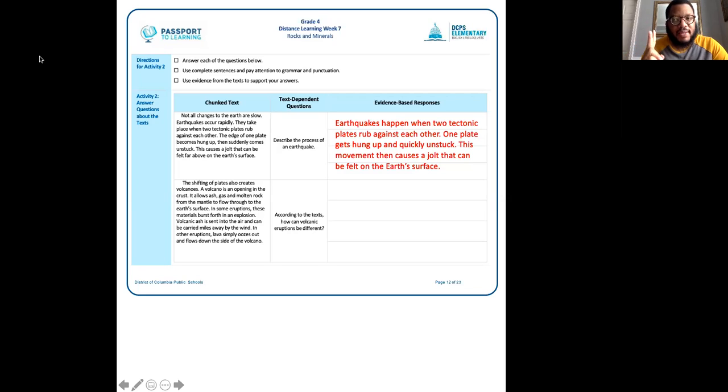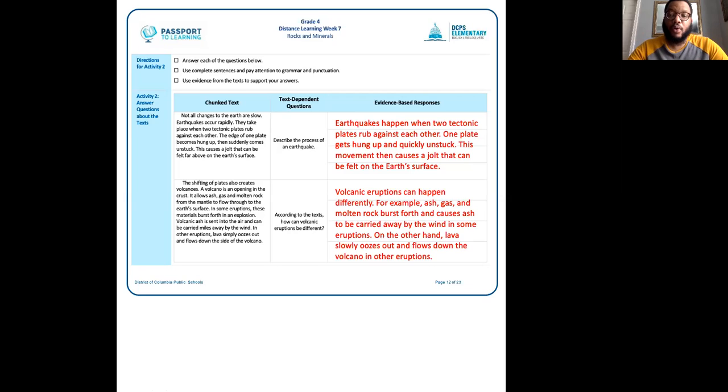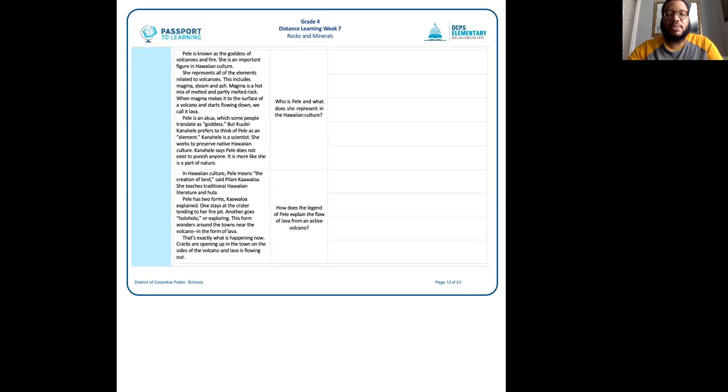So did you hear the 2 ways that they can be different? So I'm going to share with you what I found and what I heard in this reading. One, it says volcanic eruptions can happen differently. For example, ash, gas, and molten rock burst forth and cause ash to be carried away by the wind in some eruptions. Now, on the other hand, lava slowly oozes out and flows down the volcano in other eruptions. So the 2 major differences here are, 1, there's a big explosion. 2, in the other way that they erupt, lava just simply oozes down the side of the volcano. So 2 totally different scenarios of how volcanic eruptions occur. All right, let's move on to the next question.